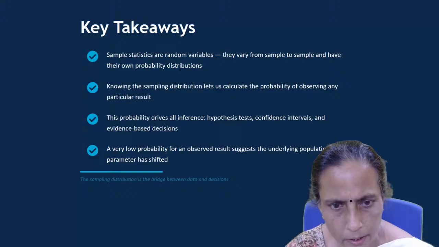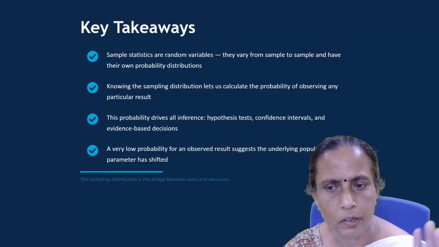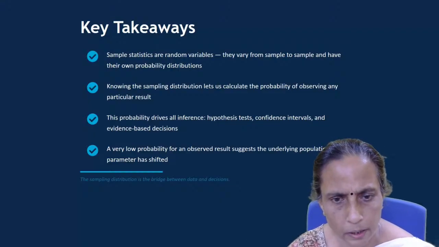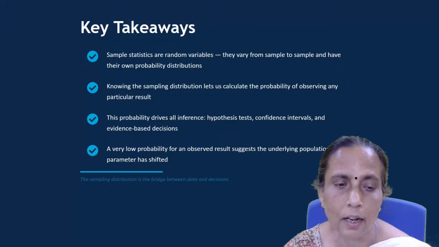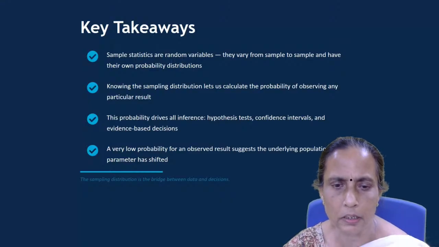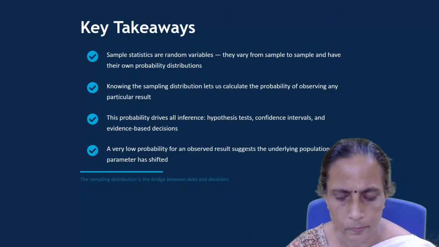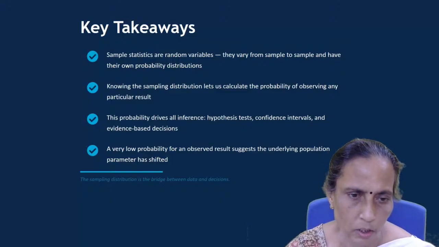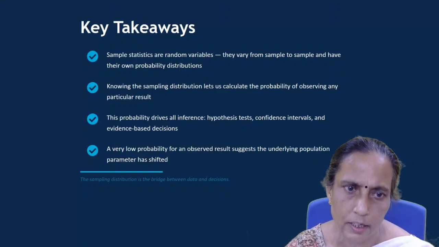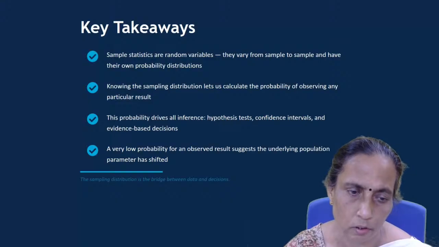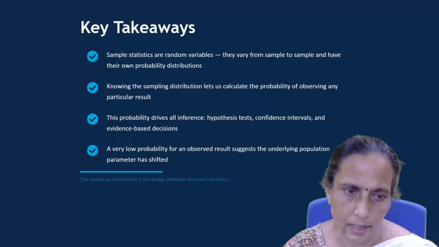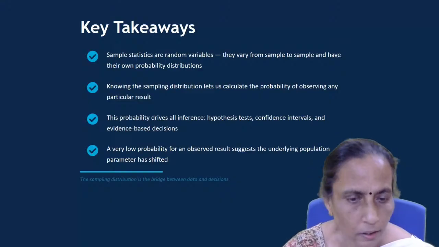So a very low probability for an observed result suggests the underlying population parameter has shifted. Okay, a very low probability suggests that the underlying population parameter has shifted. So the sampling distribution is the bridge between data and decisions. Whether it is matching your population parameter or not, how far it is deviating, to study that is your sampling distribution. So how accurate your sample is, to decide that we are required to have our sampling distribution.